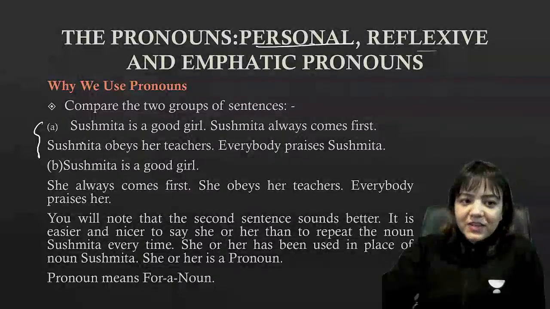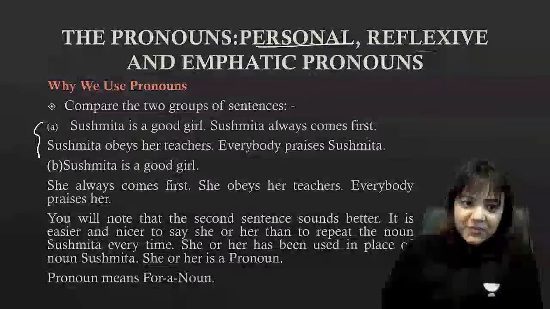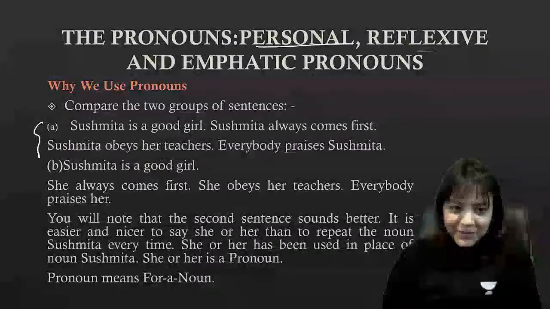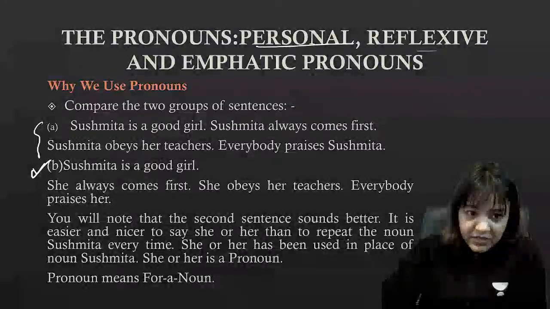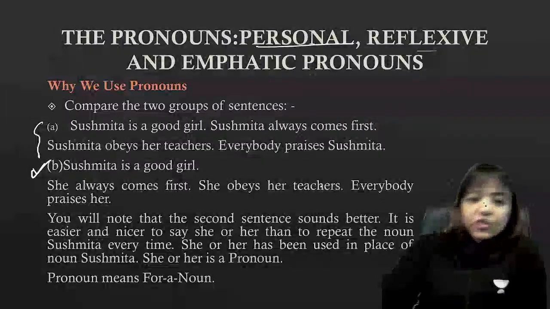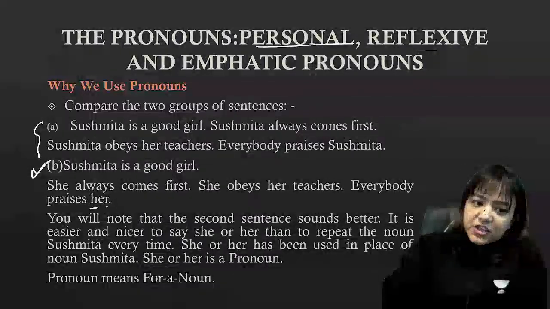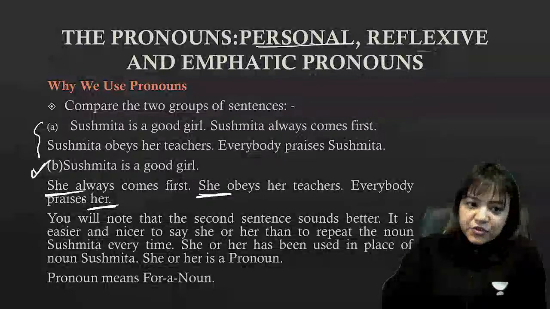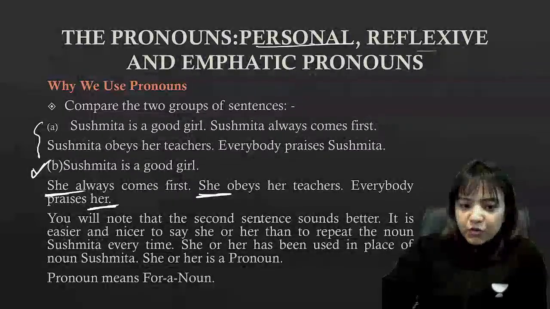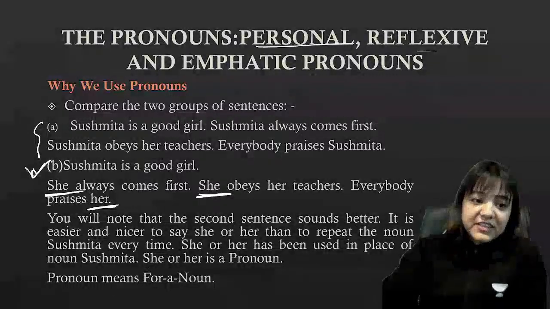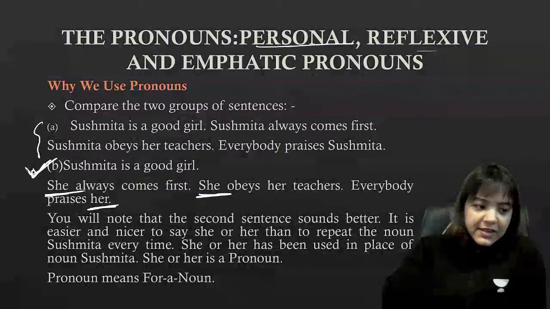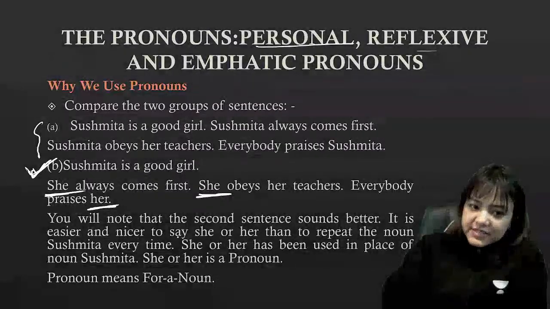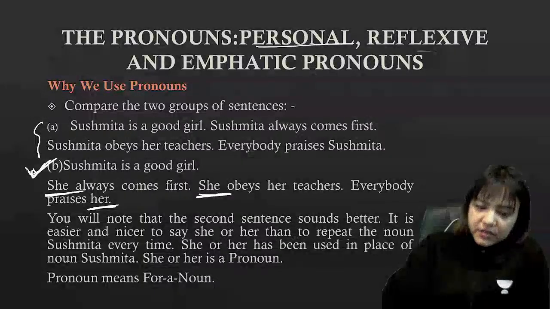So, Sushmita is a good girl. Sushmita always comes first. Sushmita obeys her teachers. Everybody praises Sushmita. Now, this is sentence B. Sushmita is a good girl. She always comes first. She obeys her teachers, everybody praises her. So, here we have replaced Sushmita with she. You will note that sentence B sounds better. It is easier and nicer to say she or her than to repeat the noun, that is Sushmita, every time.